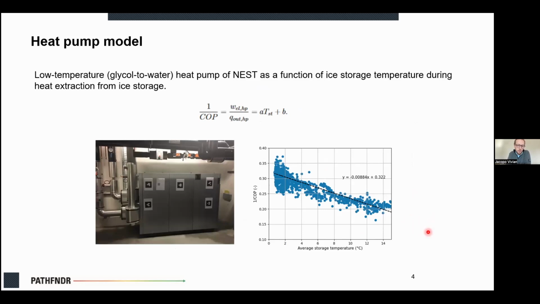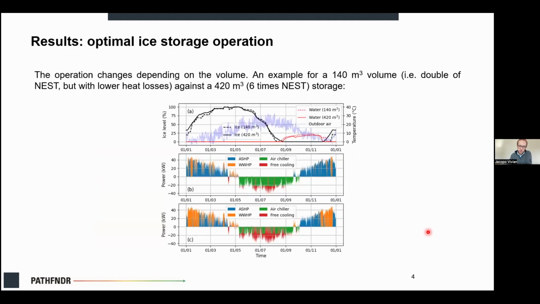Another very important component, not only in this case study, but in every optimization for the design and optimal operation of energy systems of this kind, is the heat pump, because depending on the performance of the heat pump, we have completely different results. So we used real operational data of the glycol to water heat pump of Nest. We made a regression and we used those coefficients in the optimization problem that I will show you now.